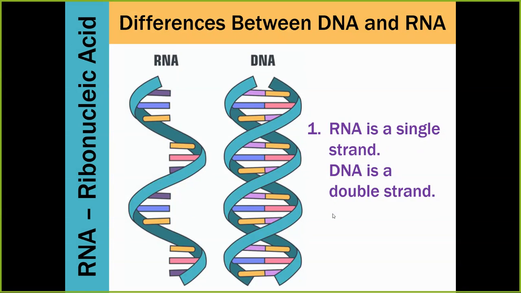Now, what are some differences? Number one, RNA is a single strand. Now, I want you to notice it still has that nice helix shape. It still has that nice spinny, sort of curly shape, but it is not a double helix. It is a single helix. DNA, we know, is a double strand, double helix. All right. Not a big surprise. We've been talking about DNA for like a hot minute now.